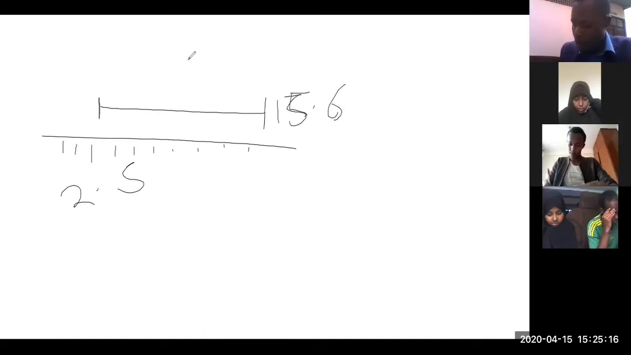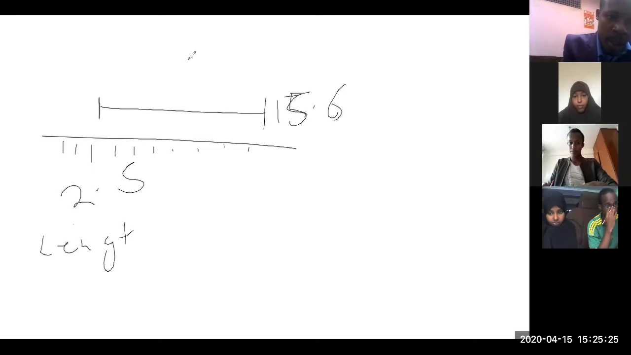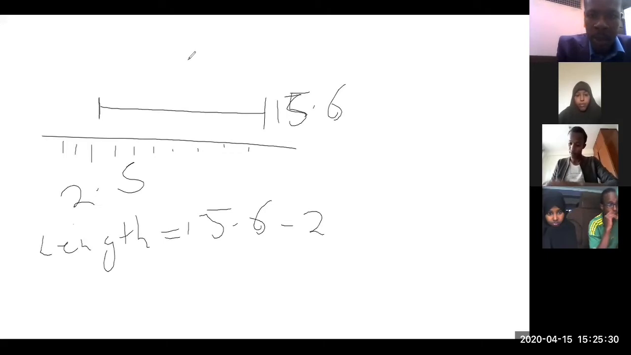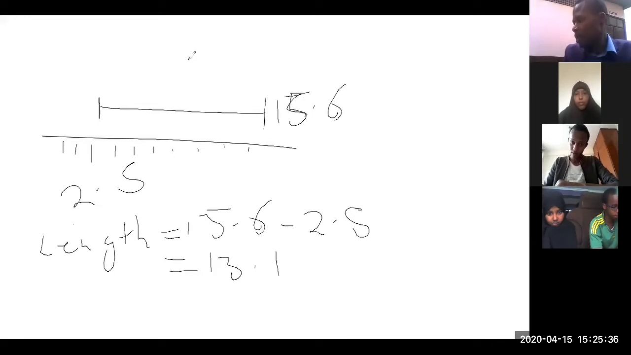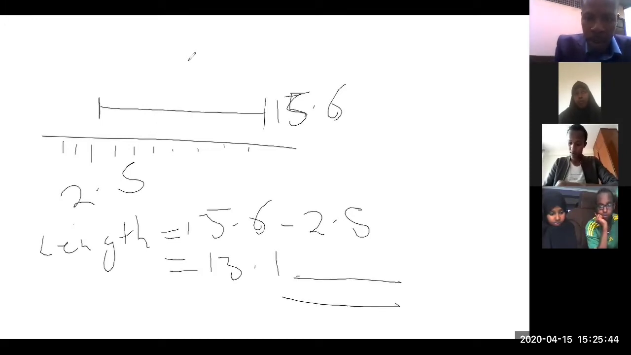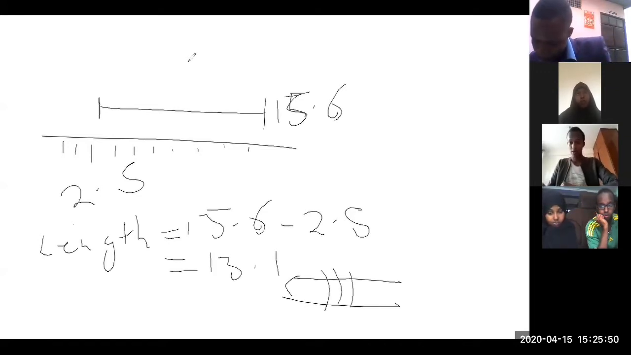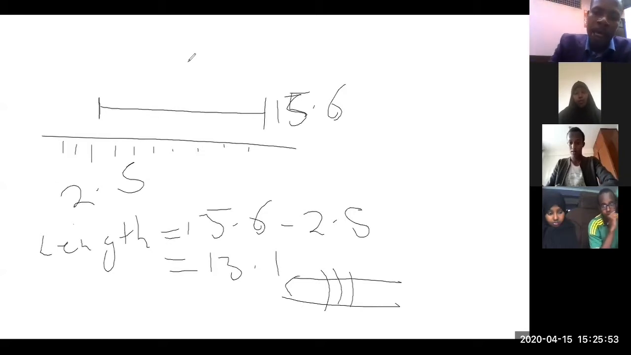Now what we're going to do is get the length of the string. That is going to be 15.6 minus 2.5, which will give you 13.1. So the length is 13.1, and this length is what we are using to wrap around a cylinder. It is being wrapped around a cylinder six times.